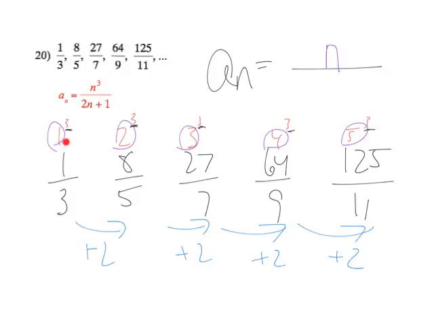I have a 1 when I'm doing the a sub 1, the first term. I have a 2 when I'm doing the second term. I have a 3 when I'm doing the third term. 4 for the fourth term. 5 for the fifth term. Okay? And so then ultimately that's n cubed.